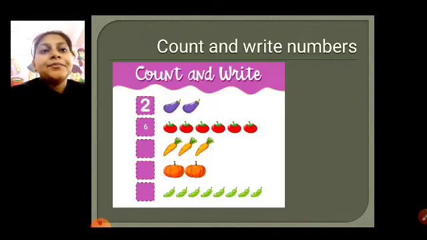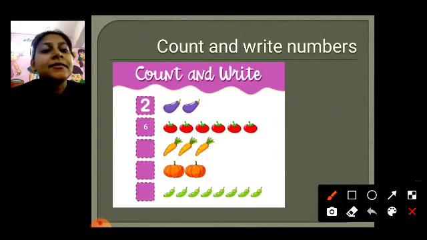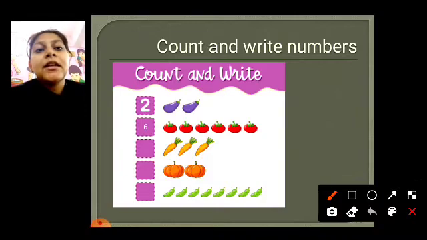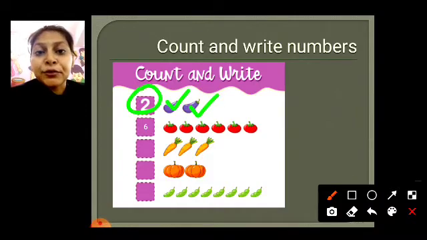Now see another. Count and write the numbers. So there are some shapes or images given. You have to count the things and write the numbers. See, here are the brinjals first of all. So how many brinjals are there? 1 and 2, right? So see, 1 and 2. So here I write 2.